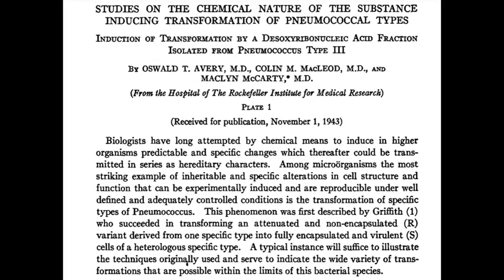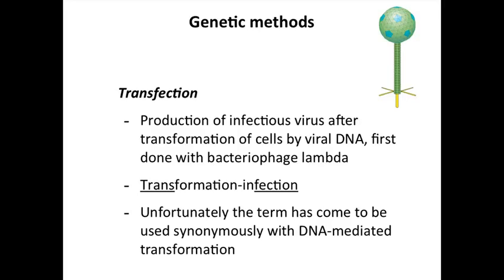This was actually the proof that DNA was genetic material. Up until 1944, many people didn't believe it, and even many years after that, many people didn't believe it as well. So transformation came from this paper, right? Transformation of pneumococcal types. So we're stuck with it. We call it DNA-mediated transformation so you don't confuse it with oncogenesis.